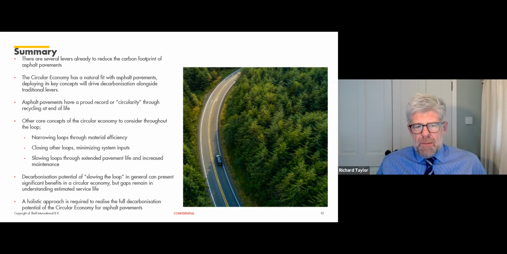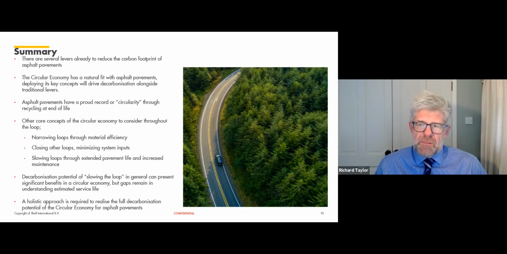And so everyone will end the presentation by saying you need a holistic approach, but in the case of the circular economy for asphalt pavements, it's absolutely true that there are interconnected parts here. The decisions that you make at the design stage will influence the longevity of the pavement. The decisions you make in terms of maintenance will also, of course, have a knock-on effect on the speed at which the cycle repeats.